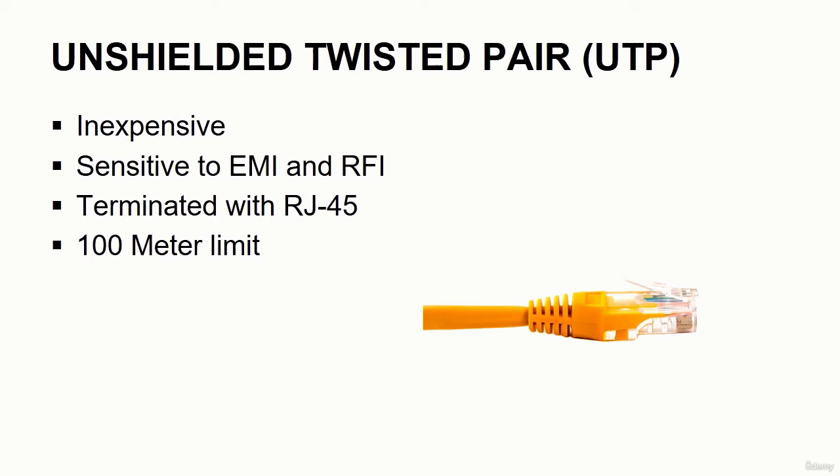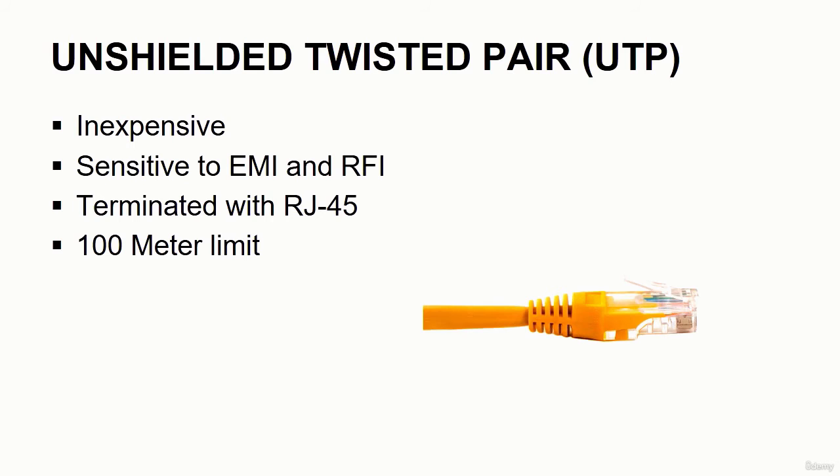Now, UTP cable is the most prevalent cable used on local area networks. It's relatively inexpensive and easy to install. However, the disadvantage of UTP cable is that it's sensitive to EMI and RFI. Sources of EMI can be motors, heavy machinery, and fluorescent lights. RFI can come from powerful radio transmitters, so care needs to be taken when installing UTP cables so that it does not run close to these types of interference sources.